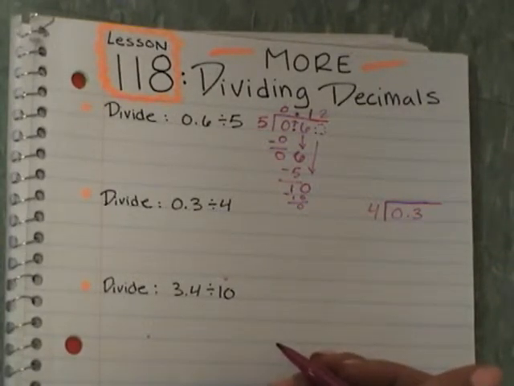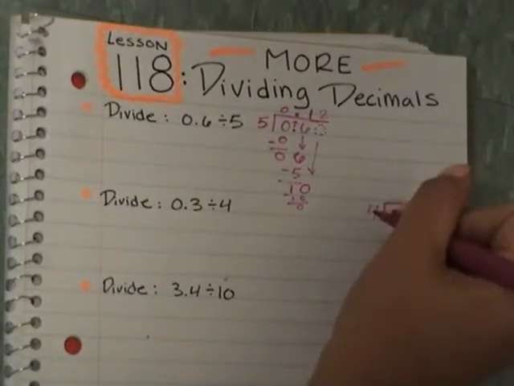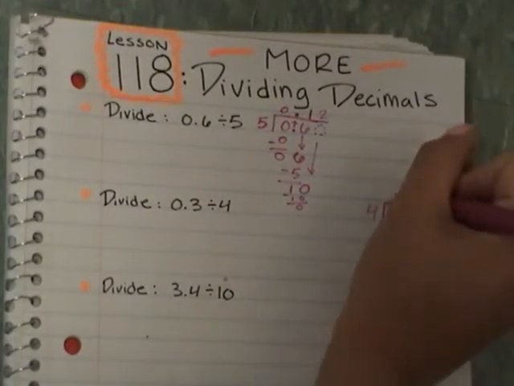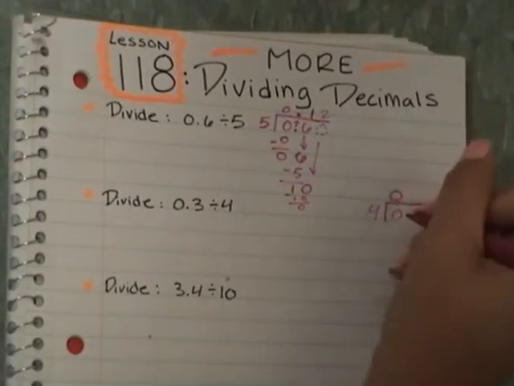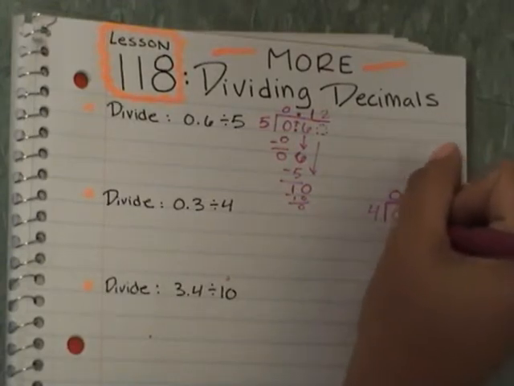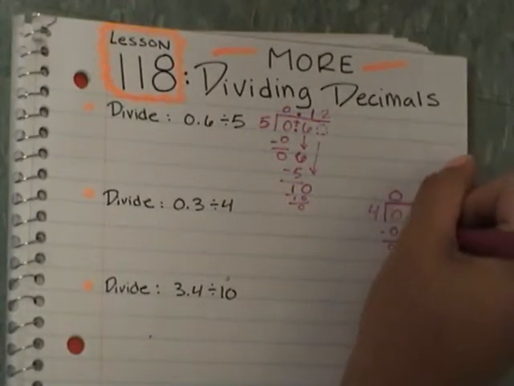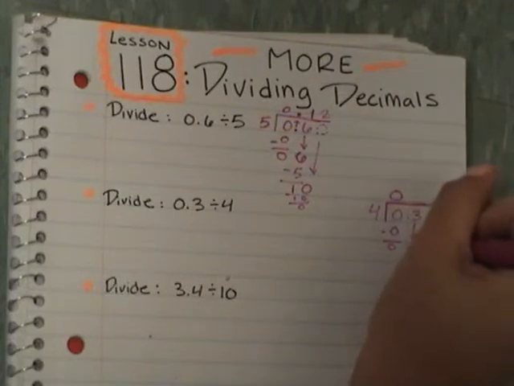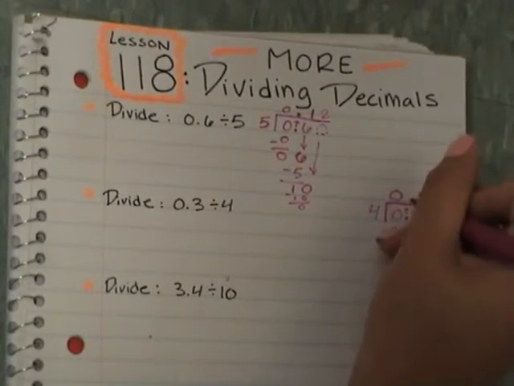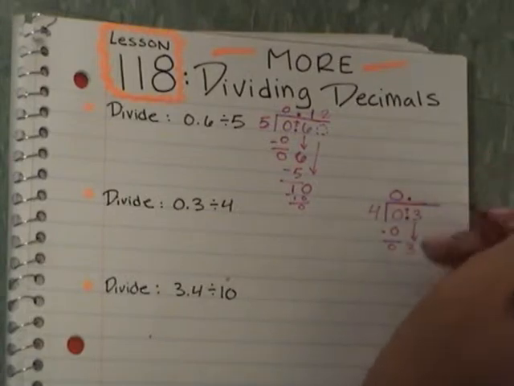Let's see. I'm going to say 4 goes into 0. 0 times 4 is 0. When I subtract, I have 0. Bring down my next number, and I have a 3. And I forgot again, when there's a decimal point in your answer, raise the roof. I'm going to put my decimal point up first.